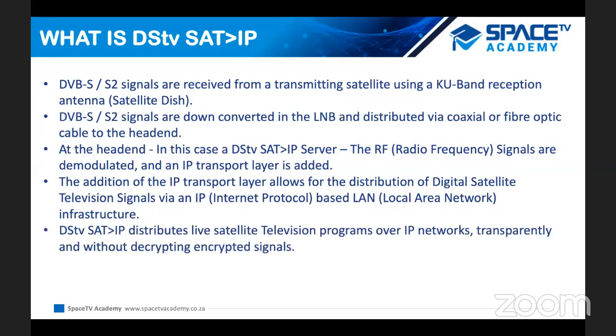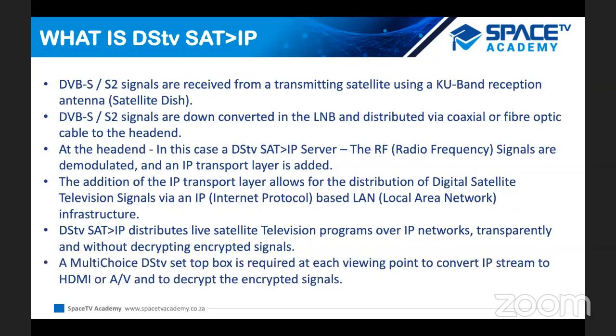DStv SATIP distributes live satellite television programs over an IP network transparently and without decrypting the encrypted signals. So the signals are received from a satellite, an IP layer is added to it, and it is transported without touching or manipulating the signal in any way whatsoever.